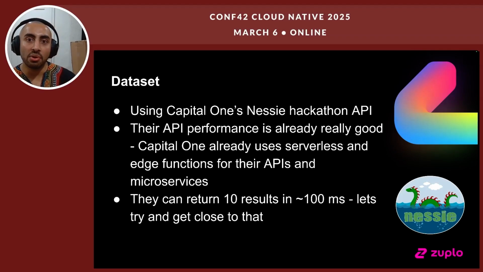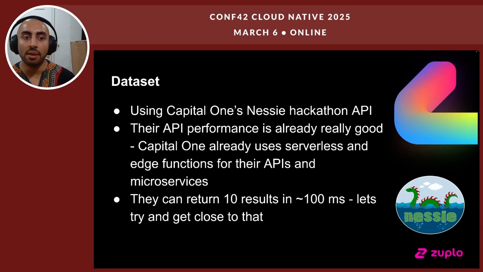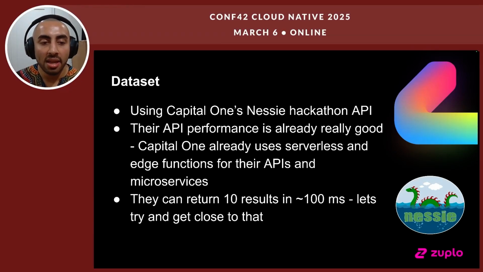In terms of the data set I'm going to use to build this API, I'm going to use Capital One's Nessie Hackathon API, which is essentially just a virtual bank. It's a subset of their banking data, including stuff like ATM locations. One thing I'll mention is that their API performance is actually already really good. The reason I chose Capital One is because I know they're a company that's already adopted serverless and edge functions for their APIs at scale. And I'm just going to quickly show you what that looks like.